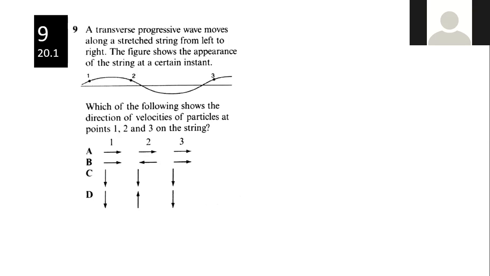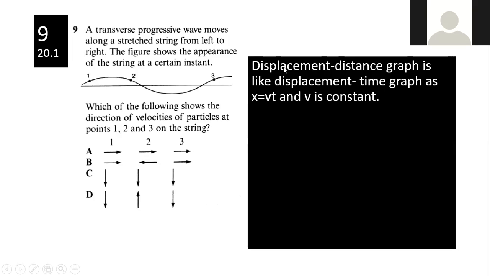Okay. Displacement distance graph is a displacement time graph. Right? X is just your V and t, and V is constant. So V, you can think of this as the velocity. Right? V is the gradient of the tangent to the curve. Right? The tangent to this curve there. This is negative. This is positive. It's positive. So look at where they are. They are different.